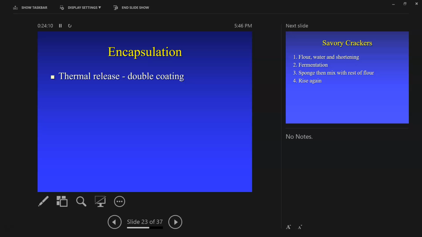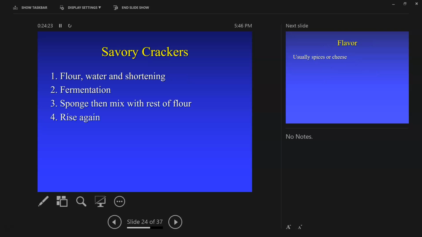If we could slow down the thermal release, if we could protect it from water, our reaction would be much, much slower at the low water activity of that particle. So that would be a solution that we would hope would work.